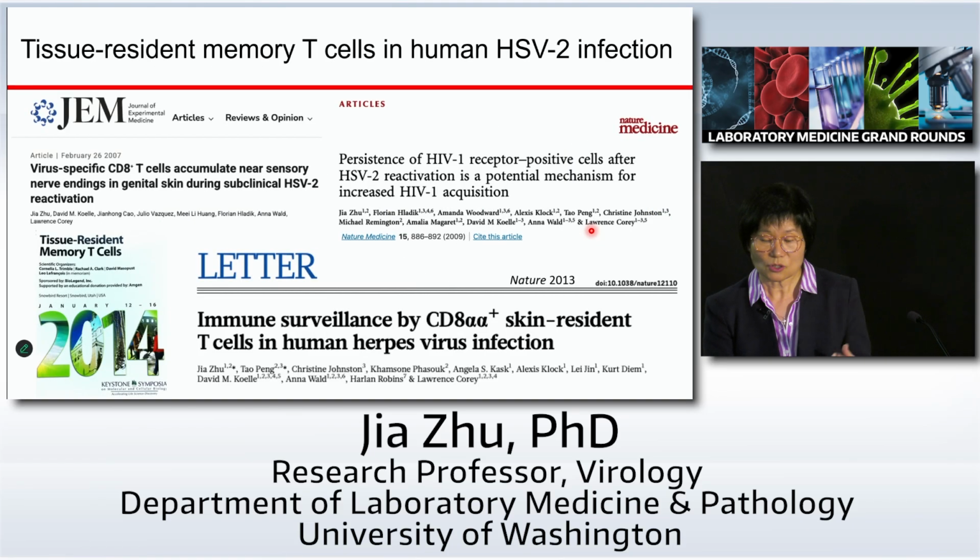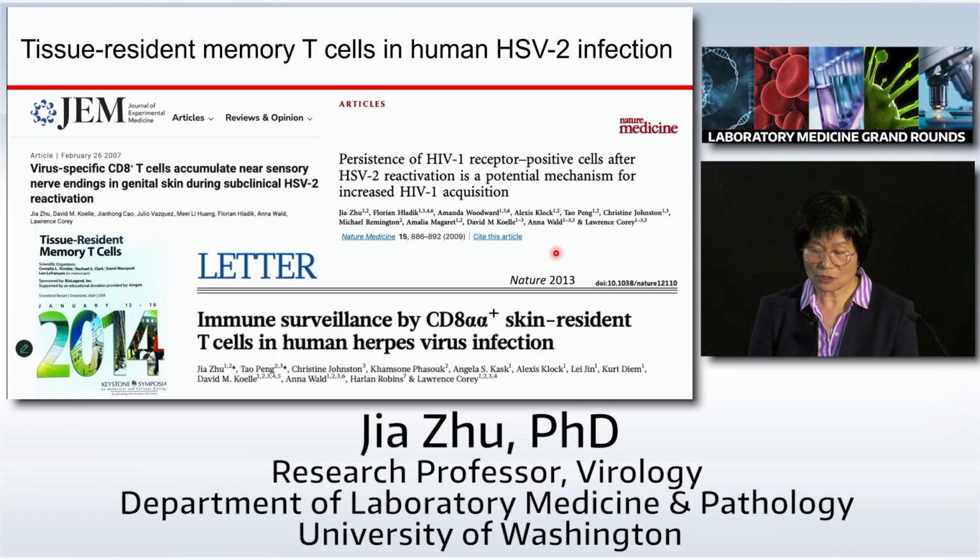So this human study provides essential evidence that the tissue resident memory T cells function as the first responders to recurrent HSV infection in the peripheral tissue. And they also support the field in establishing this concept of tissue resident memory at its early stage.